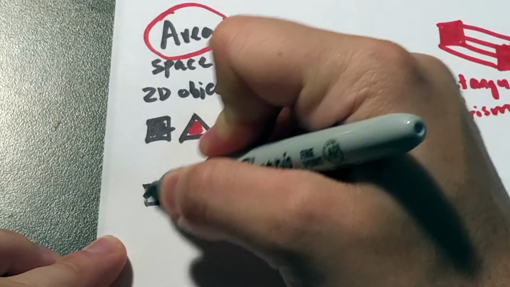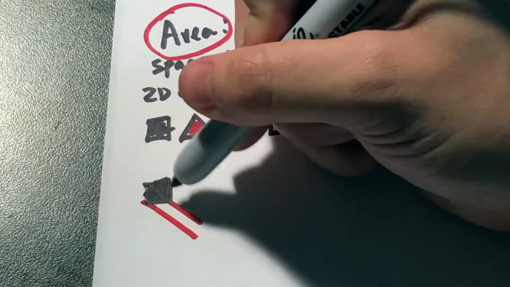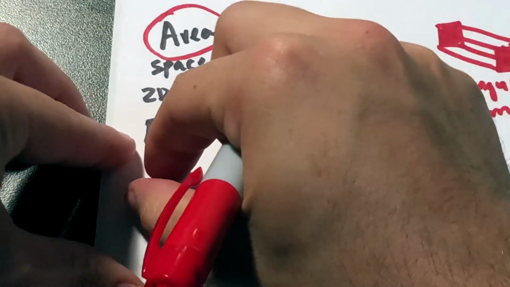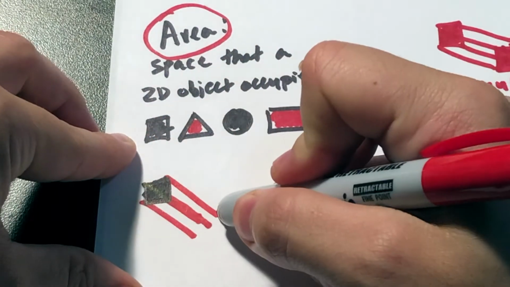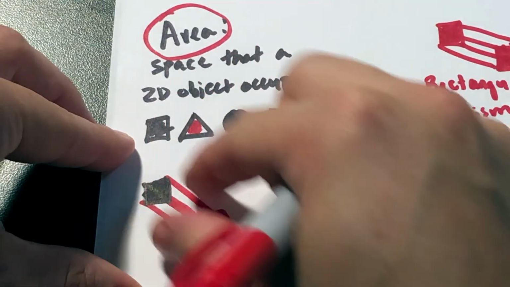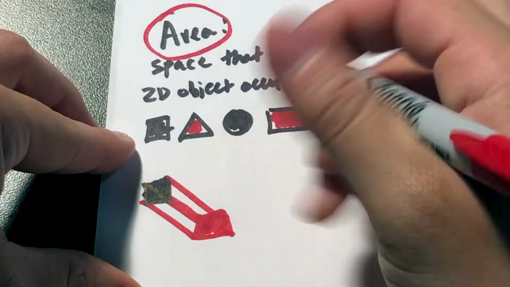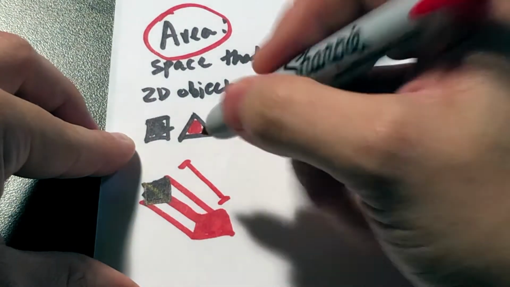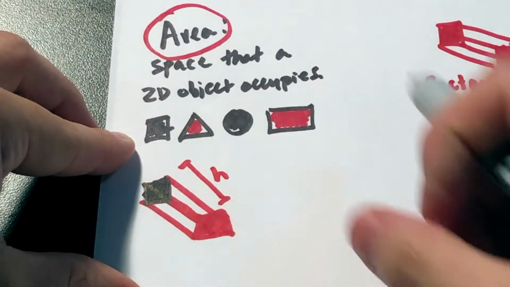Okay, there's my square. This is called the base of my 3D shape. What I can do is stretch this square in this direction over here. The space that it got stretched is basically a dimension. This is the height of that shape.